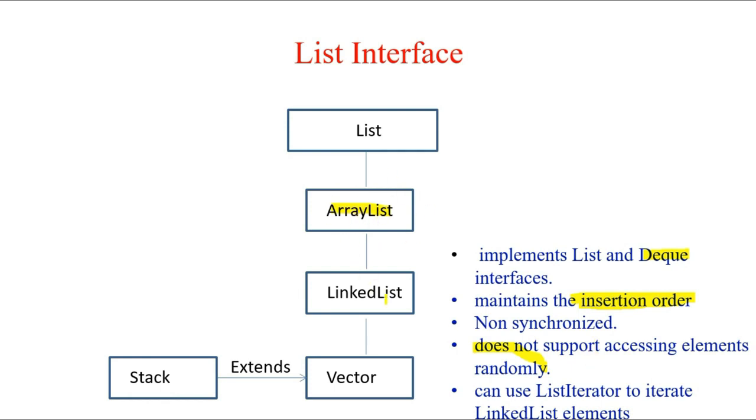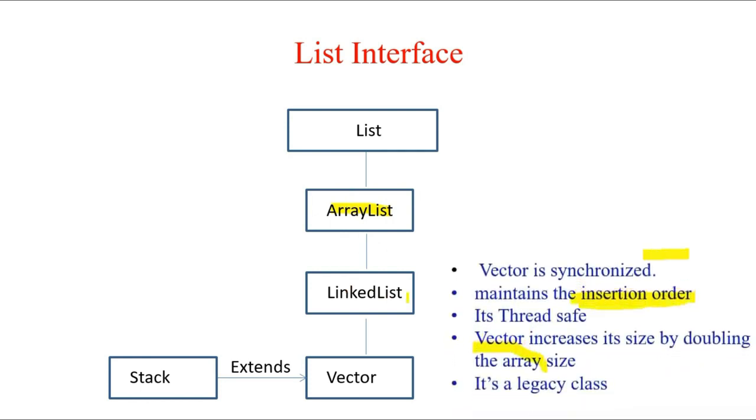So this was a difference between array list and linked list. Now the vector is a synchronized one. So this is the difference between array list and vector. So this is how you're going to explain it to the interviewer, so that with just one question he will know that you know everything about each of these collection interfaces and classes.